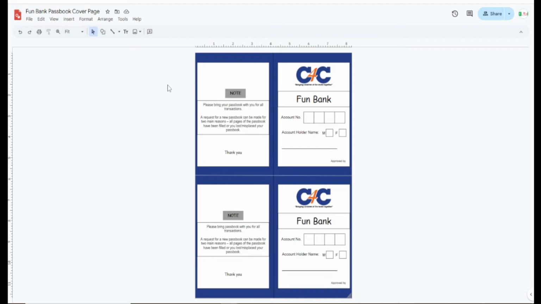It says please bring your passbook with you for all transactions, whether it is a debit or a credit. You need to be in the bank with your passbook. Unless there is a passbook, no transaction is processed. It also says to request a new passbook if it is lost.